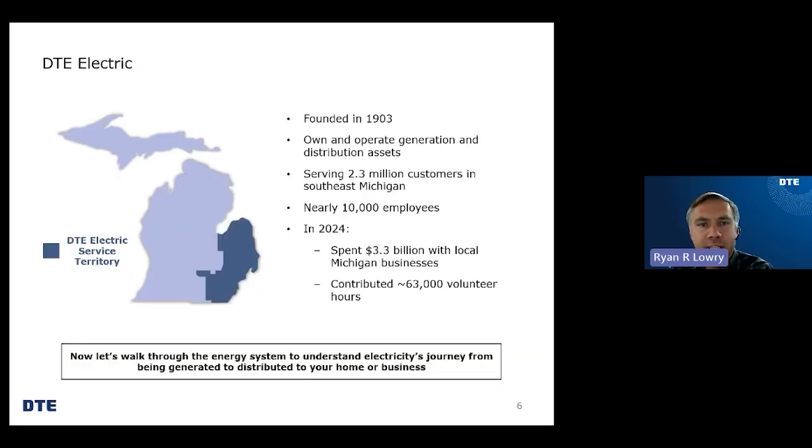So let me introduce you to DTE Electric. The company was founded in 1903 and generates and distributes electricity to 2.3 million customers in Southeast Michigan. DTE Energy, which is the parent company of DTE Electric, has nearly 10,000 employees, with approximately half of our workforce being represented by labor unions. Our employees live and work right here in Michigan and are your neighbors and community members. In fact, we're very proud that our team members contributed more than 62,000 volunteer hours to over 750 community organizations right here in Michigan, helping make our state a great place to live and work.